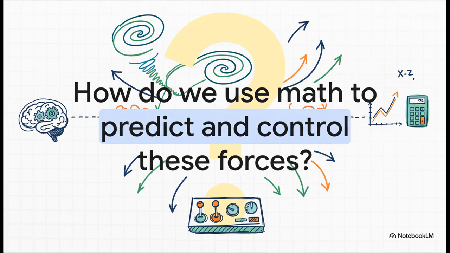Now, this isn't just some wild story. It's a perfect real-world example of exponential growth. And it gets you thinking, right? How can we use math to model something that grows that fast? How do we predict it, or even try to manage it? Well, answering that means we need to get comfortable with two specific types of equations.